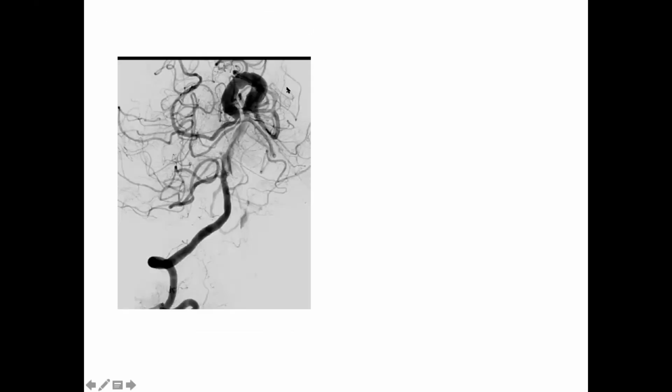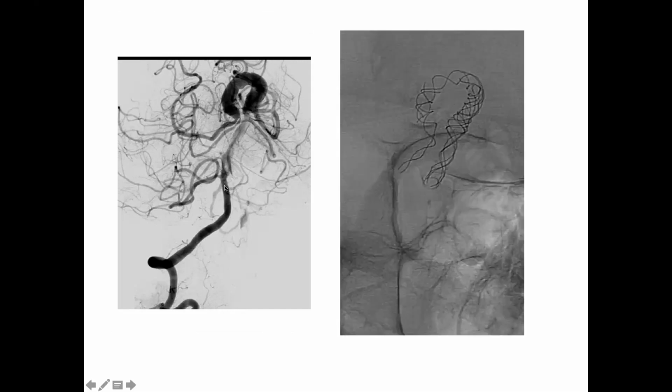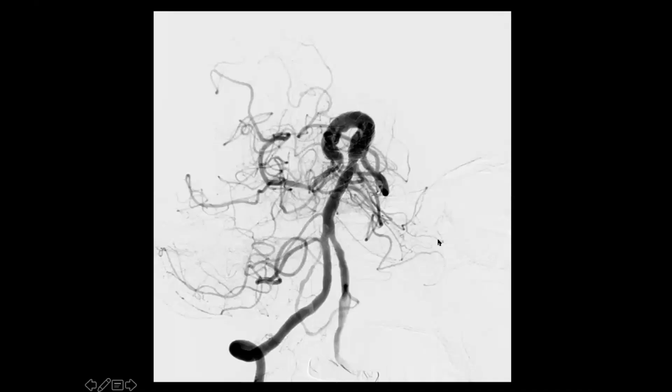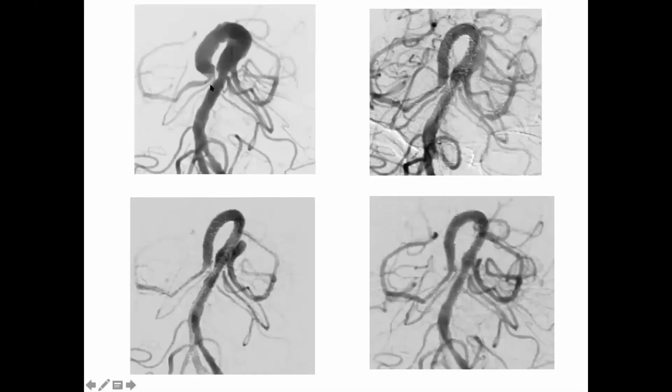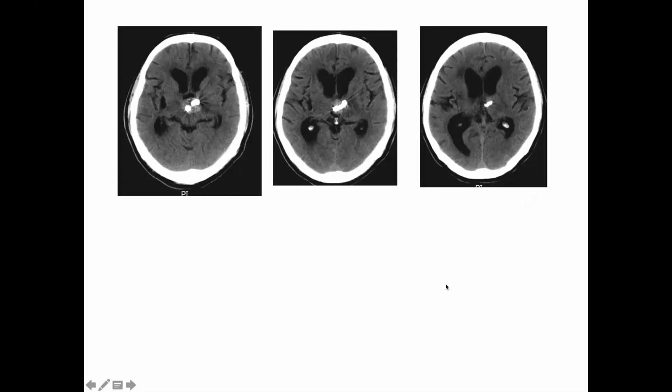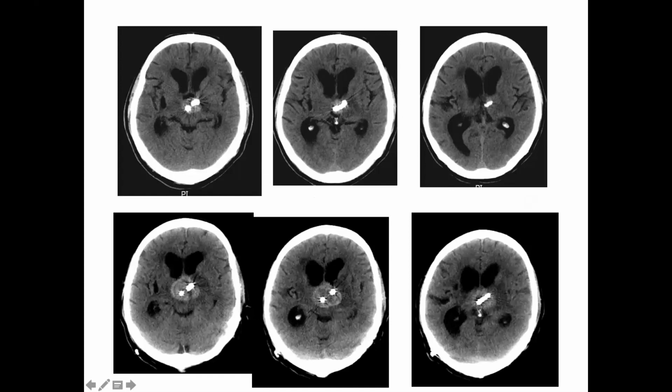This is the initial aneurysm. This is the control. Initial, 3 months later, 6 months later: total reconstruction of the vessel. But this is the final control, 1 week later, and 1 year later, the aneurysm regrew.